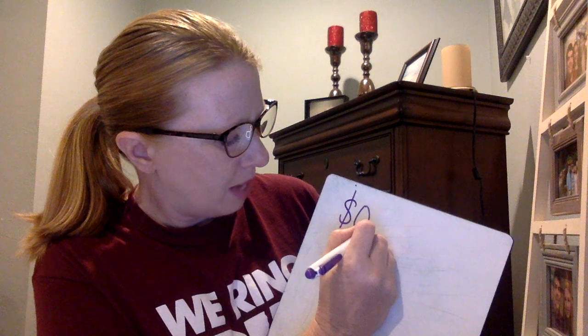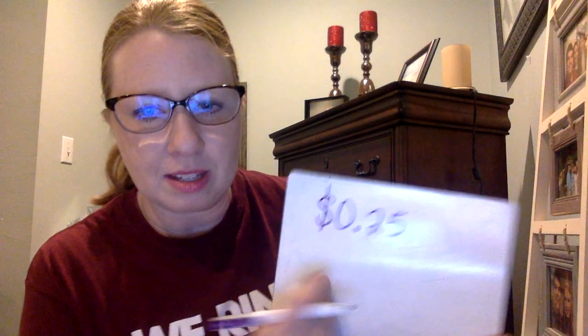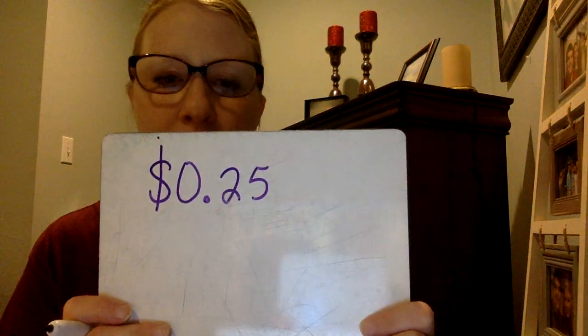Now, let's get started. We're going to talk first of all about a quarter. We know that a quarter is 25 cents. Okay, so when I write 25 cents, the way I'm going to write that as money is I'm going to have a dollar sign, a zero, a decimal, and then 25 cents. Okay, this is how I would write 25 cents.